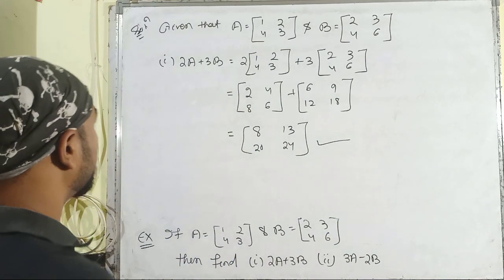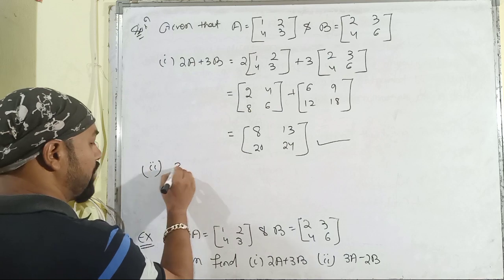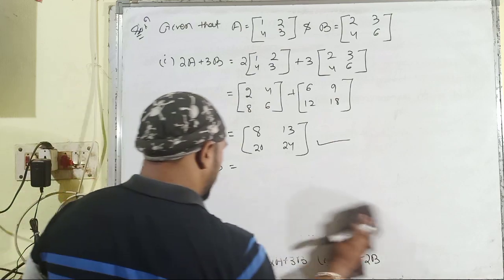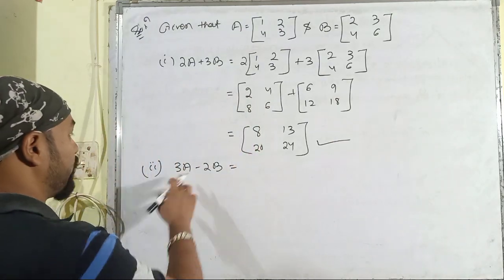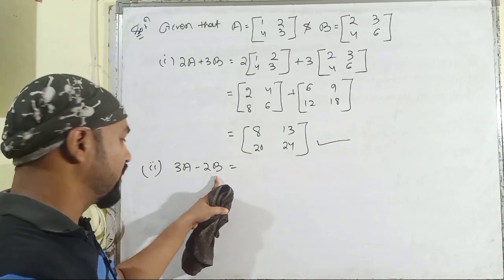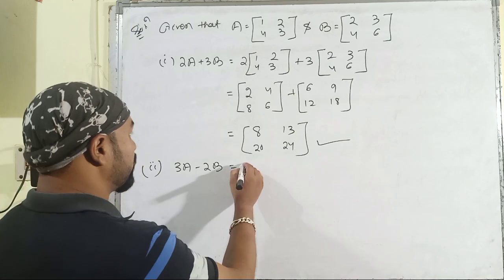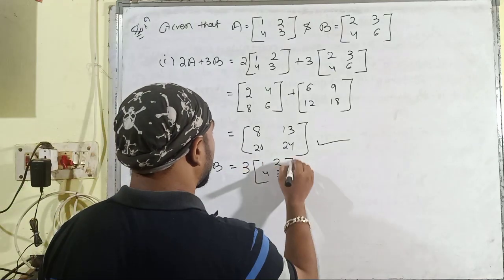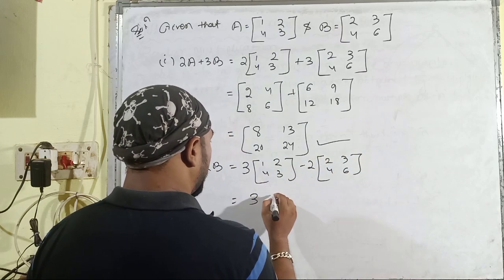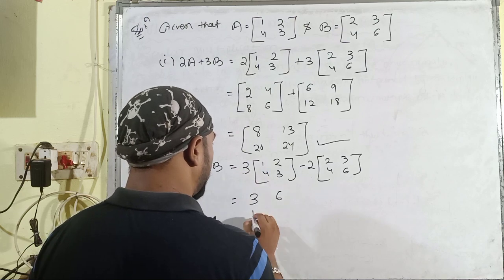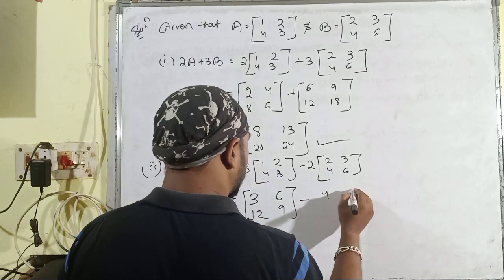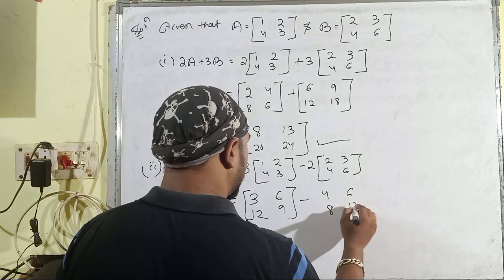Then moving to the next, the second one is here, and we have to find out 3A minus 2B. First of all, again we have to multiply the first scalar with the first matrix and the second scalar with the second matrix, and then we have to subtract the newly formed second matrix from the newly formed first matrix. So 3 multiplied with 1, 2, 4, 3 minus 2 multiplied with 2, 3, 4, 6. So it is 3 and 6, then 12, then 9, minus 4, 6, 8 and 12.